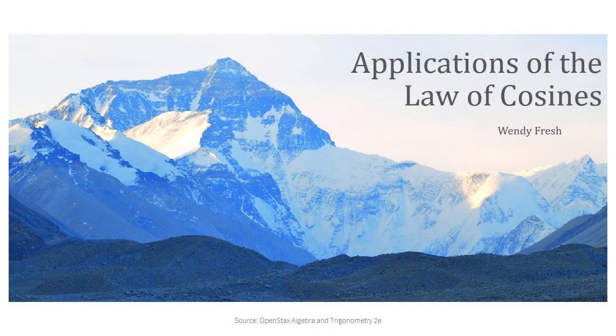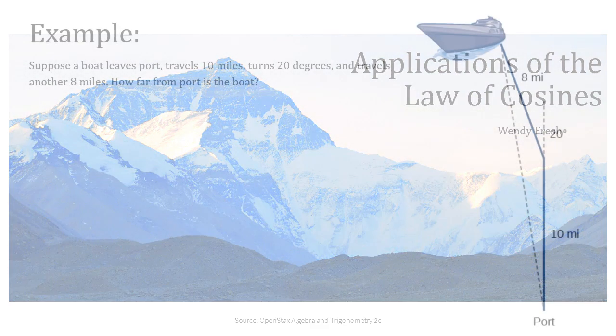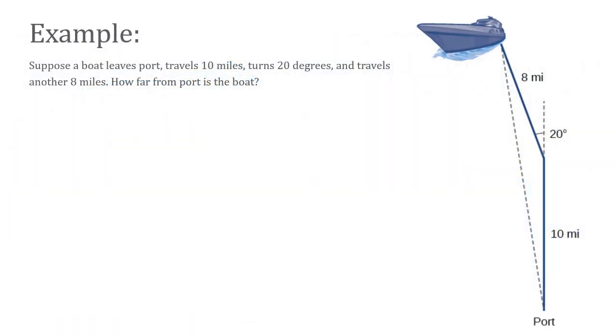In this section, we'll take a look at applications of the law of cosines. Example: suppose a boat leaves a port and travels 10 miles. Then it turns 20 degrees and travels another 8 miles. How far from port is the boat?